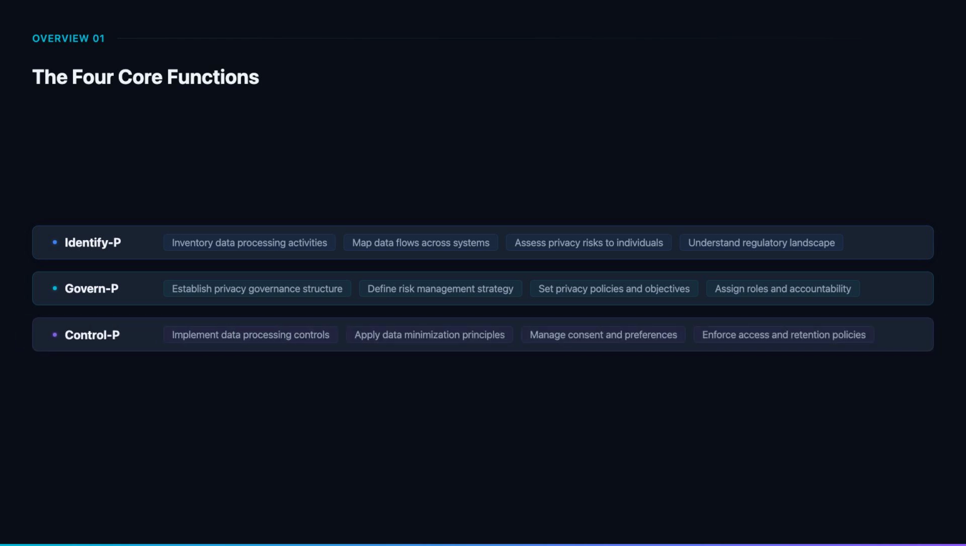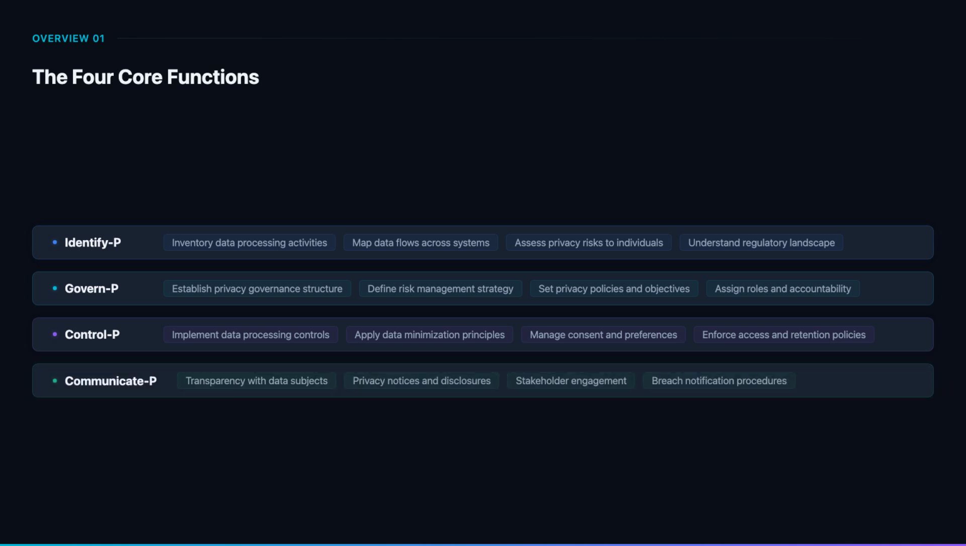Control-P implements the operational controls that manage privacy in practice. This includes data processing controls, data minimization, consent management, access restrictions, and retention policies. Controls must be proportionate to the privacy risk identified in the Identify-P function.